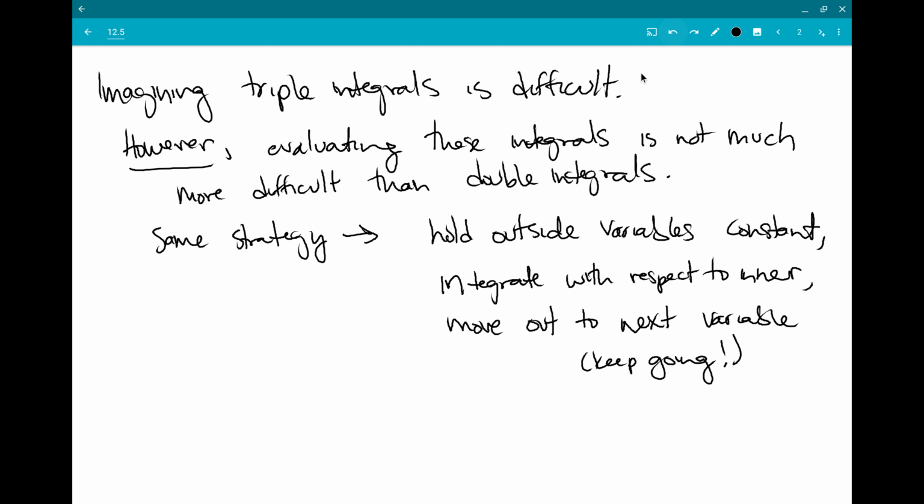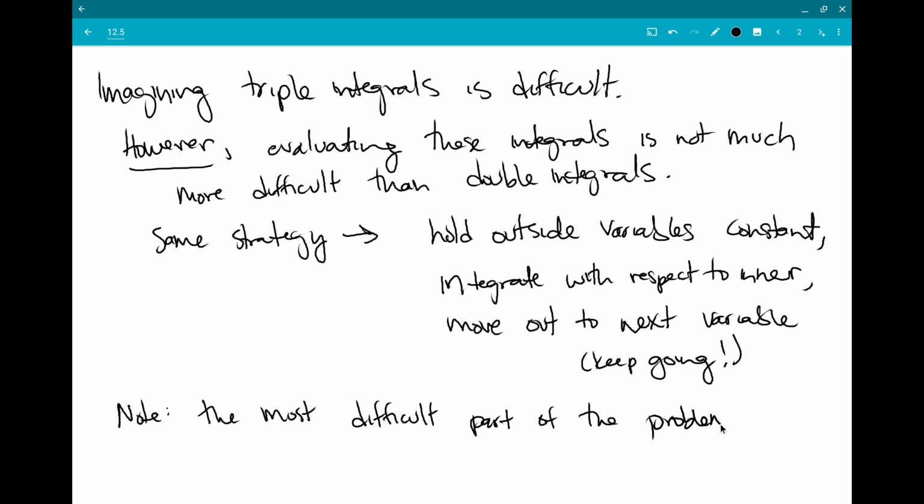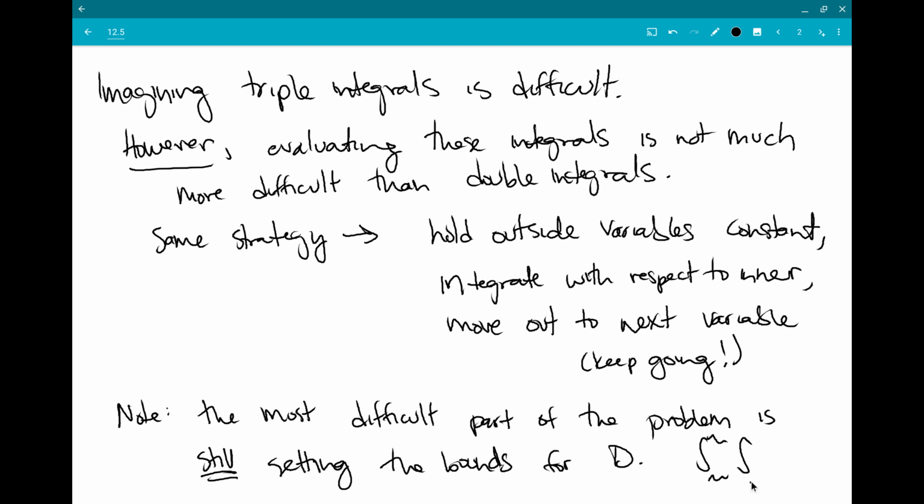Just the most difficult part of these problems is the same as the most difficult part of the last problems. So figuring out what to put on these 3 integrals is what I mean by setting the bounds. And that was the hardest part of sections 12.1 to 12.2. And as we go through the next practice problems, you'll see that it's the hardest part of this section as well.